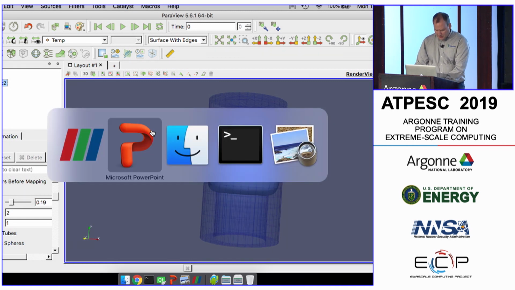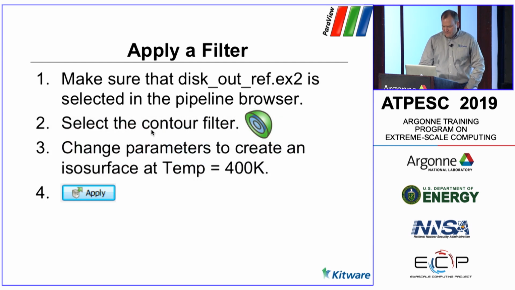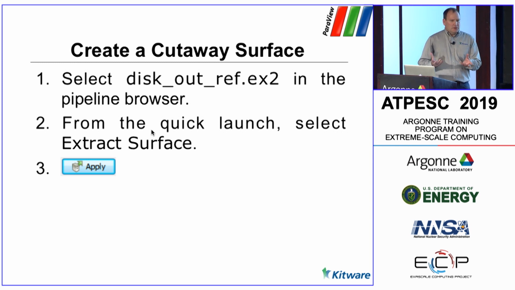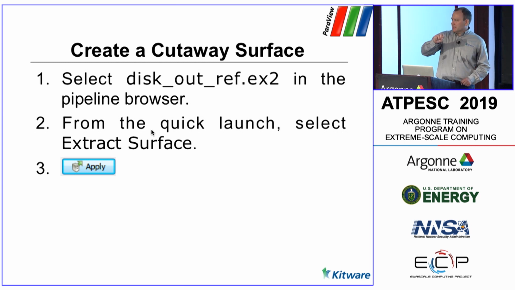Okay, so that's one filter. We have 150 more to go. Okay. Let's try another one. Let's make a branching pipeline. So one of the things, if we're paying close attention, what I did there is I wanted to change the appearance of the reader. So I went to the pipeline browser and I clicked on the reader, the disk out ref. That made it active. So do that. Click disk out ref. And then apply the extract surface filter.